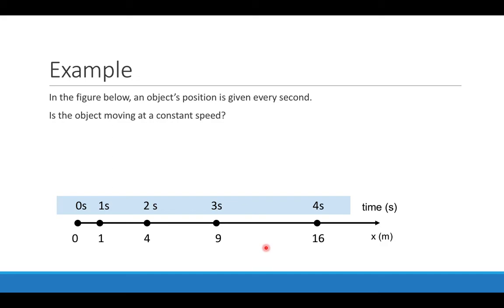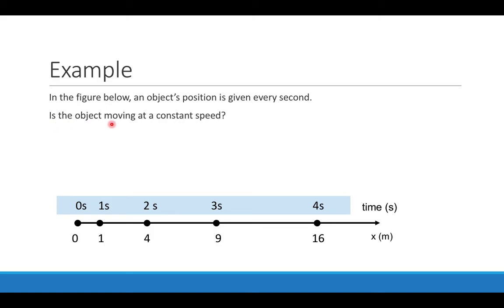So let's consider some examples. Here we have another example of an object, where the dots represent where the object is each second that goes by. Over here the time is at the top and the position is at the bottom. So after 1 second the object is at 1 meter, after 2 seconds the object is at 4 meters, after 3 seconds 9 meters, and so on.